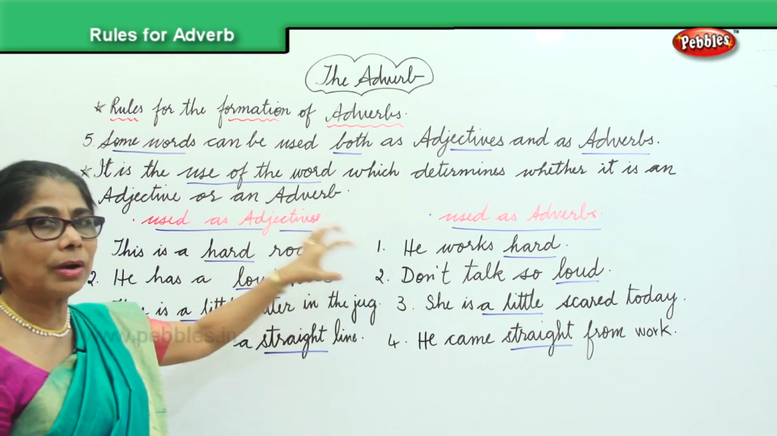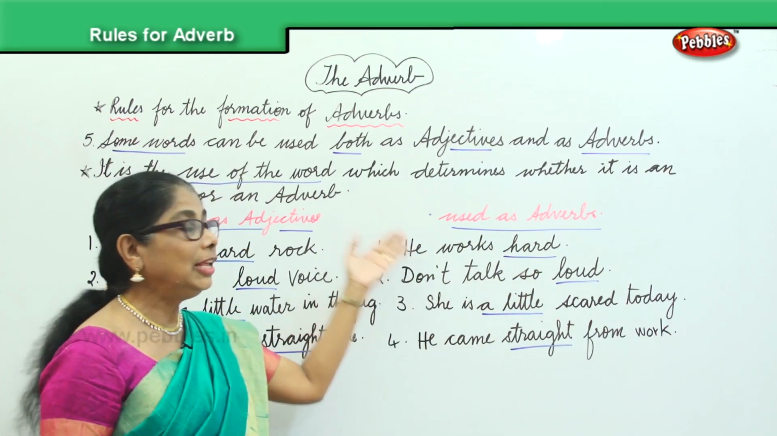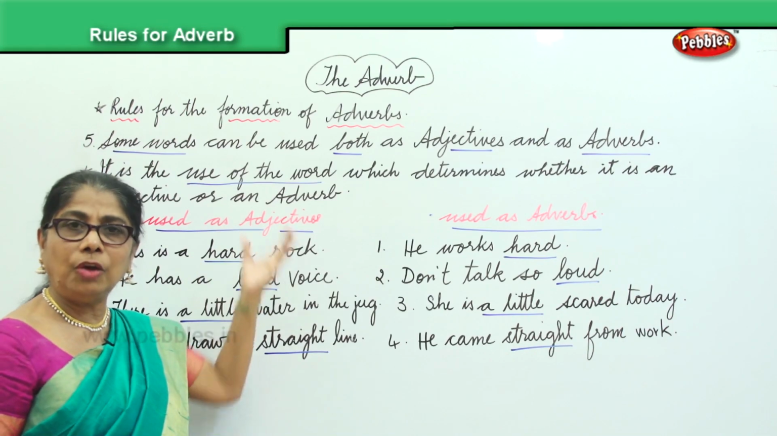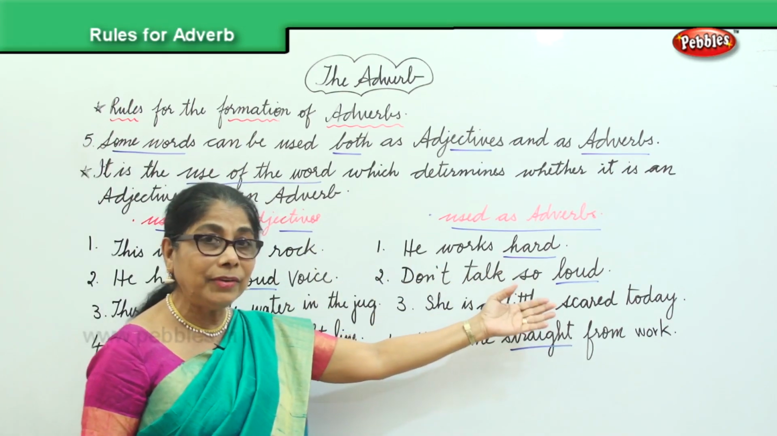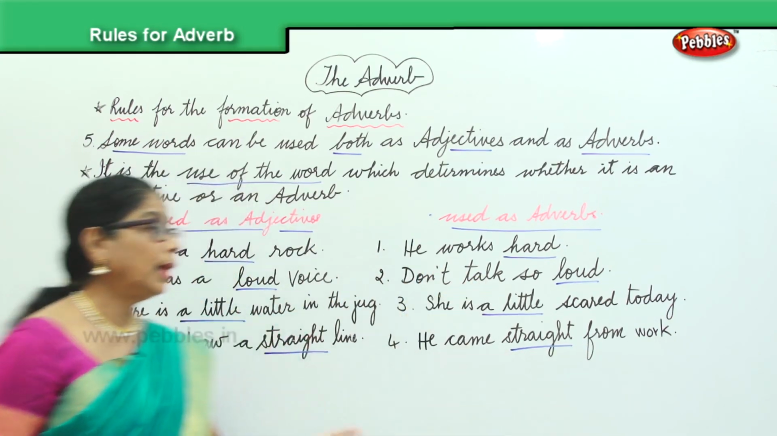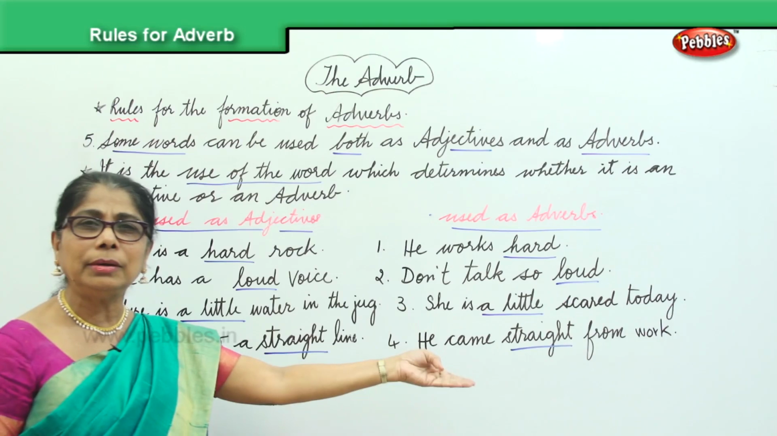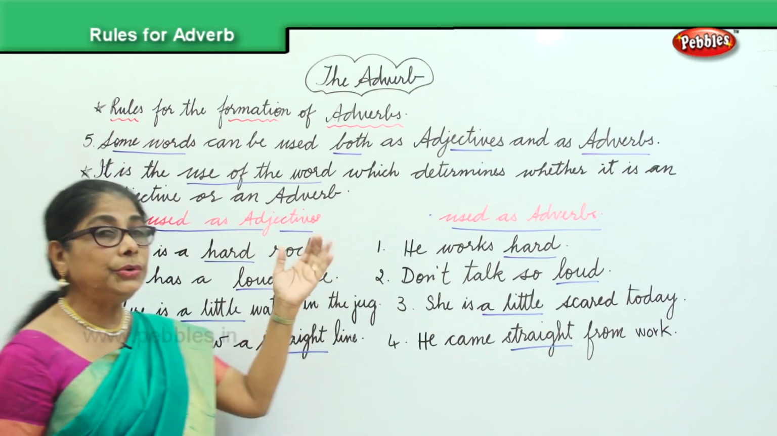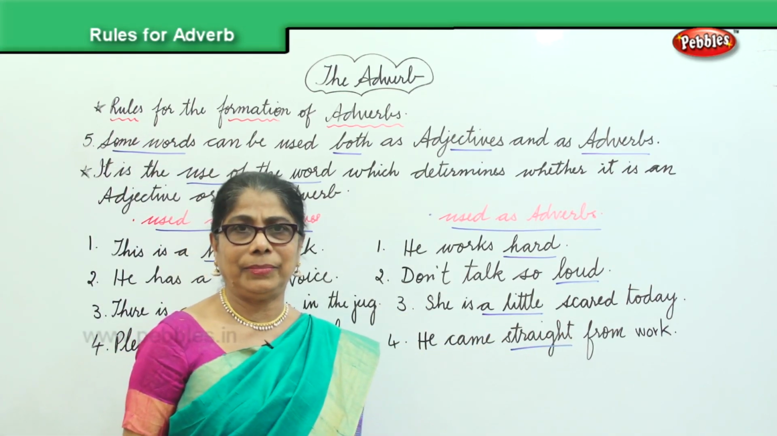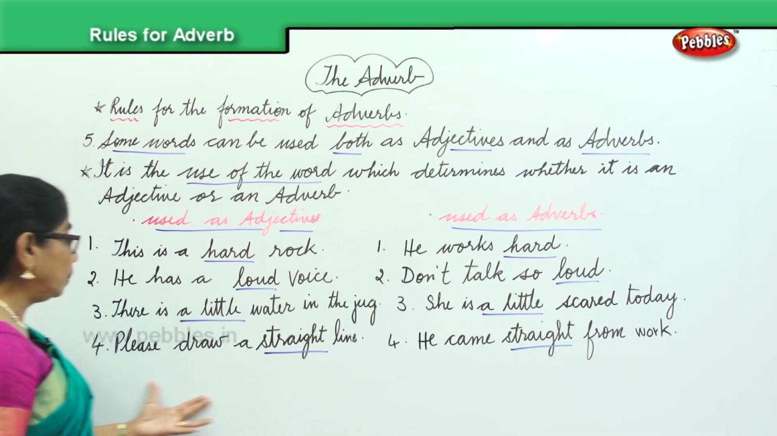This is a hard rock. The adjective hard is used here as an adverb in the sentence, he works hard. He has a loud voice. Loud, an adjective, is used as an adverb here in the sentence, don't talk so loud. In the third sentence, there is a little water in the jug, a little is the adjective. A little is used differently here to form the adverb. She is a little scared today.